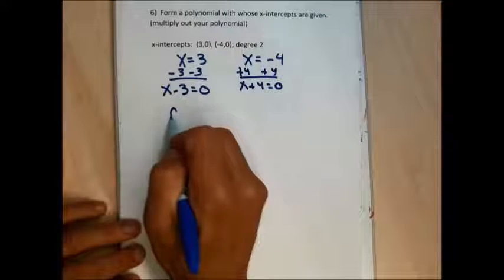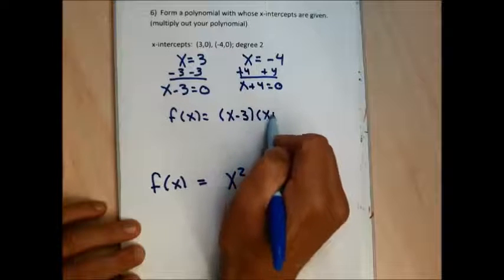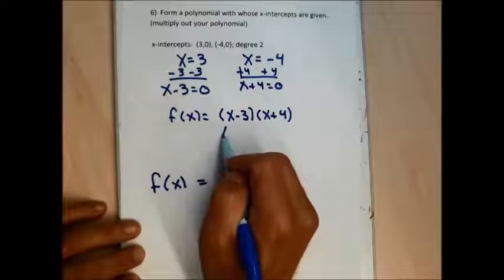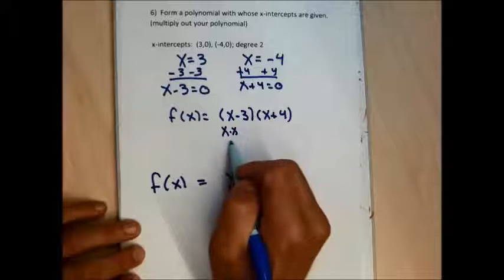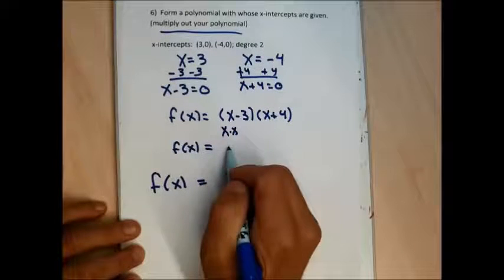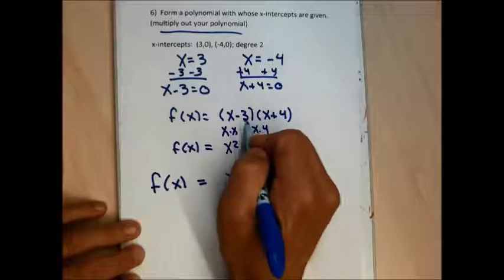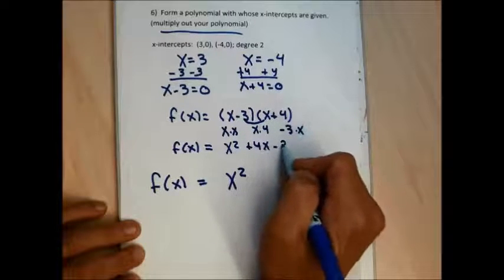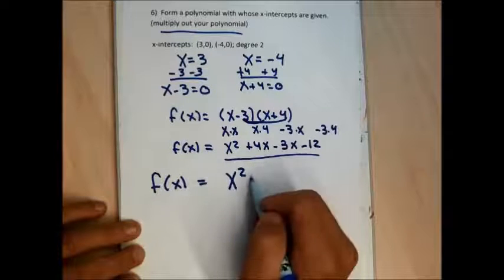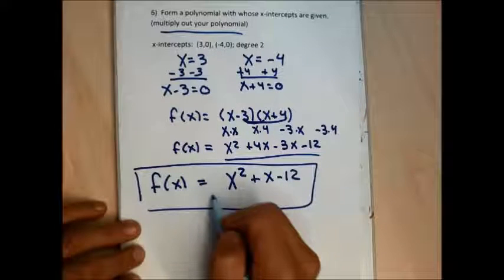The polynomial that I need to create in problem 6 is just the product of these two factors, the x minus 3 factor times the x plus 4 factor. Once I FOIL this out and combine like terms, I'll get the answer that I'm looking for. The firsts are x times x, which is x squared. The outers are x times 4, which is plus 4x. The inners are minus 3 times x, which is minus 3x. The lasts are minus 3 times 4, which is minus 12. And this whole thing would simplify to x squared plus x minus 12. That's going to be my answer to problem 6.